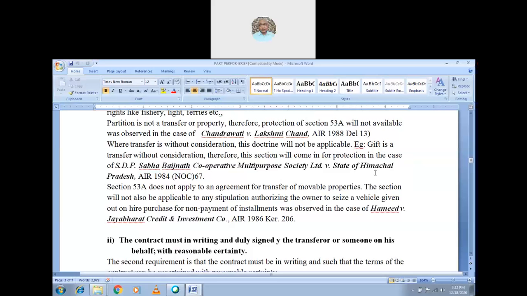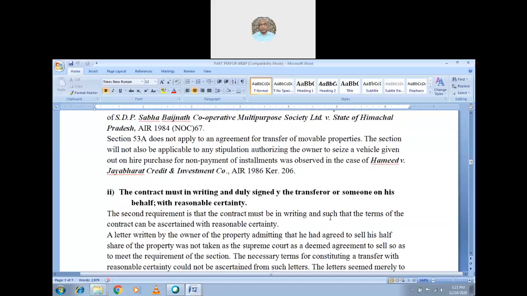Now, Section 53 capital A does not apply to an agreement for the transfer of movable properties. The section is also not applicable to any stipulation authorizing the owner to seize a vehicle given out on hire purchase for non-payment of installments, as was observed in Hamid versus Jaya Bharat Credit and Investment Company. In that instance also, Section 53 capital A will not be applied.